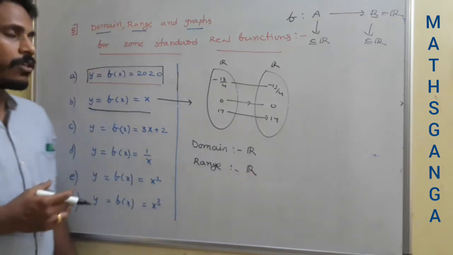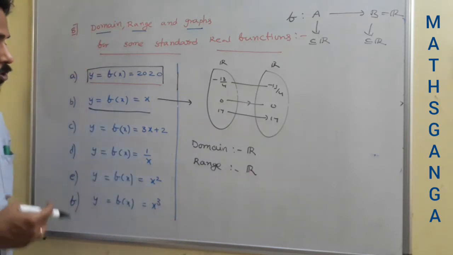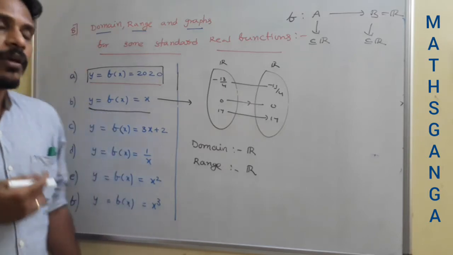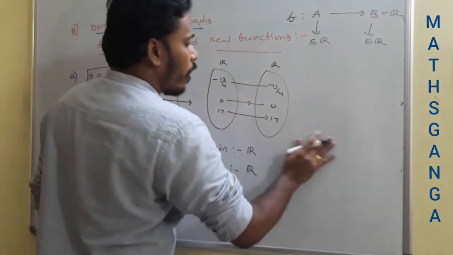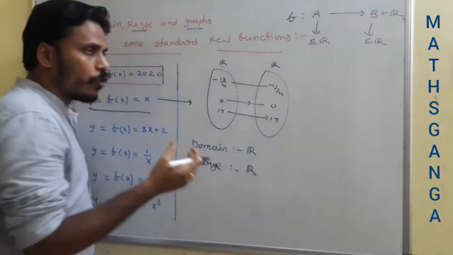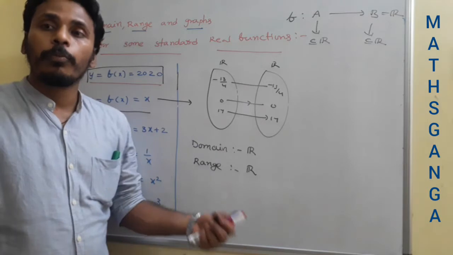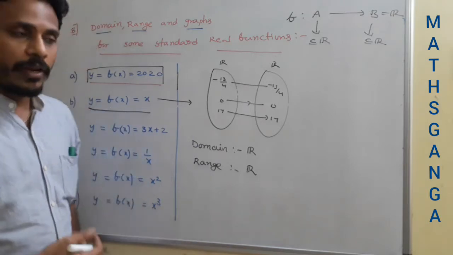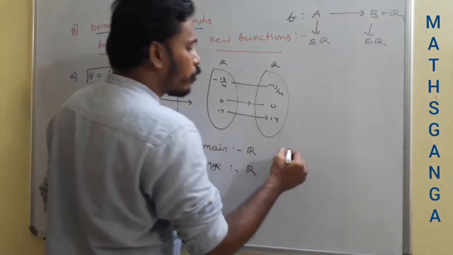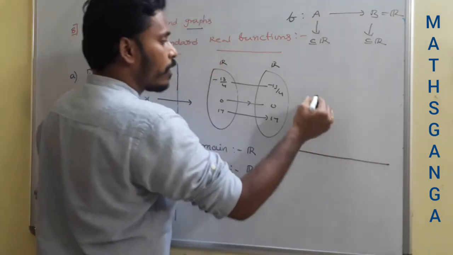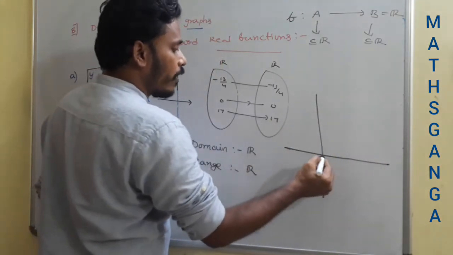So for this function, y is equal to f of x is equal to x, the domain is the real numbers, and the range is also the real numbers. The inputs for y equals f of x are nothing but the domain, and the outputs are nothing but the range. Here in particular, the inputs are all real numbers, and the outputs are also all real numbers.